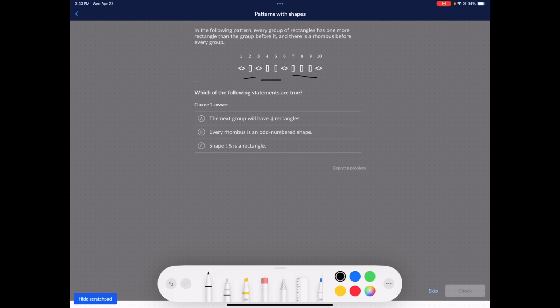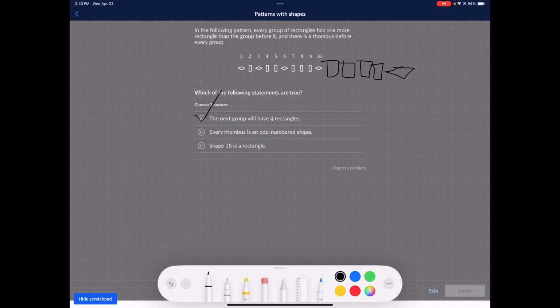So, what would that mean for the next 4 shapes? They would all be rectangles, because if we're adding one more, then we can distinguish that. So, 11, 12, 13. Okay, but yes, we can take a look at this. Choice A. The next group will have 4 rectangles. Hey, how about that? We just wrote 4 rectangles right here. And then we have a diamond here. So, I think this is right.